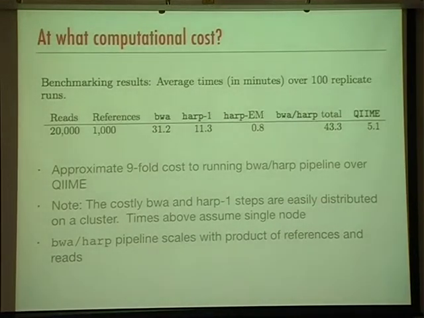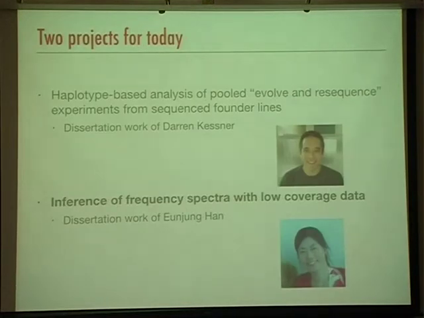Yeah, so this same framework of analyzing haplotype pooled sequencing data and inferring haplotype frequencies works well for the Evolve-And-Resequence problem. It also works well for the microbiome community composition problem. And then now to finish up, I want to talk about inferring frequency spectra with low coverage data.